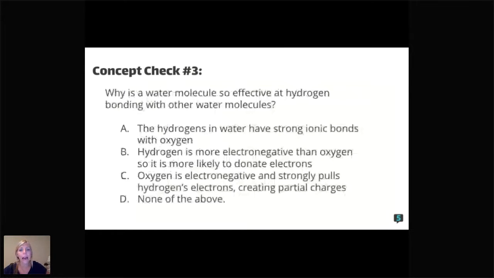Third one, real quick. Why is a water molecule so effective at hydrogen bonding with other water molecules? So now we're not talking about water with other substances. We're saying, why is a water molecule effective at hydrogen bonding with other water molecules? Is it A, the hydrogens in water have strong ionic bonds with oxygen? B, hydrogen is more electronegative than oxygen, so it is more likely to donate electrons. C, oxygen is electronegative and strongly pulls hydrogen's electrons, creating partial charges. Or D, none of the above. So go ahead and try concept check number 3.